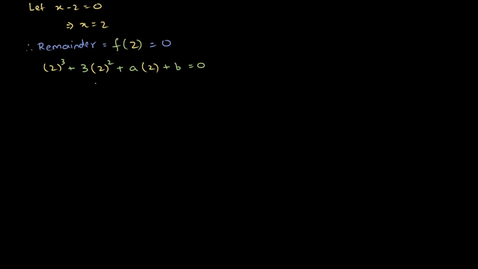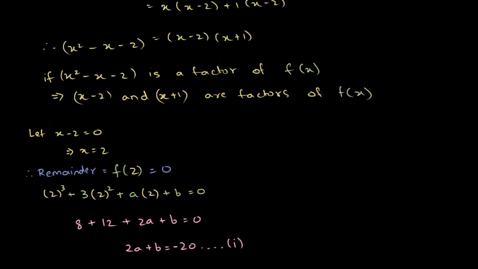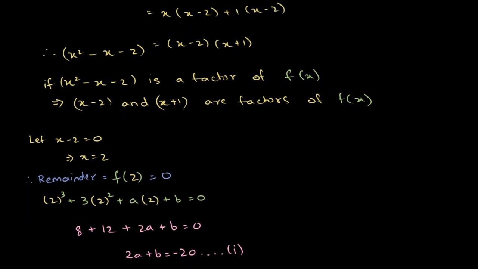Right, let's simplify this a little. What do I get now? 2 cubed is 8, plus 3 into 2 squared is 12, plus 2a plus b equal to 0. And if I rearrange this equation, I get 2a plus b equal to minus 20. Let this be my first equation. This is just my first equation where I consider the first factor, x minus 2. Now we need to do the same thing again. This time we'll be considering the second factor, which is x plus 1. So let's just do it.